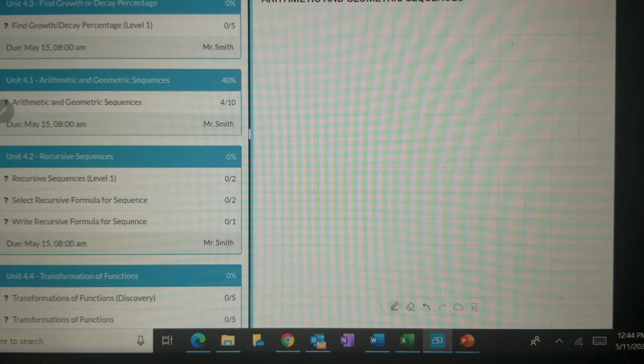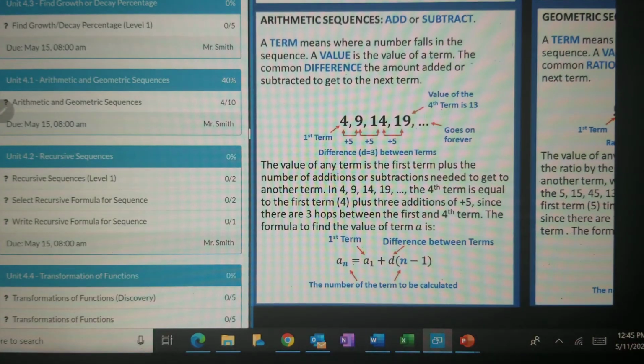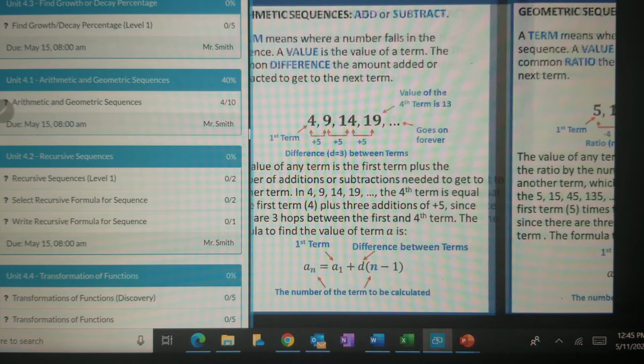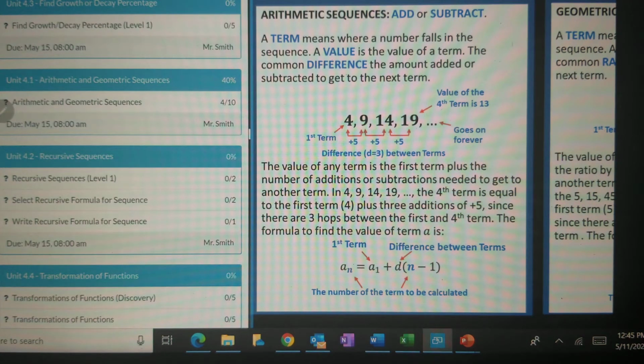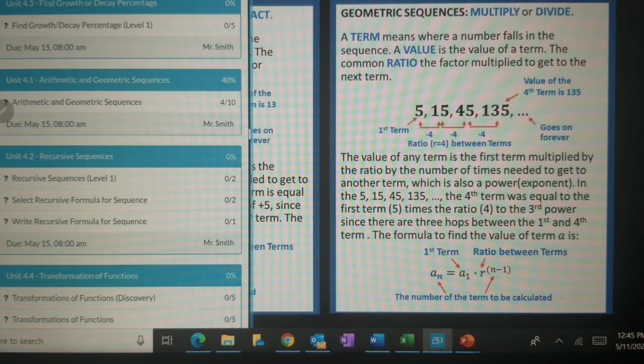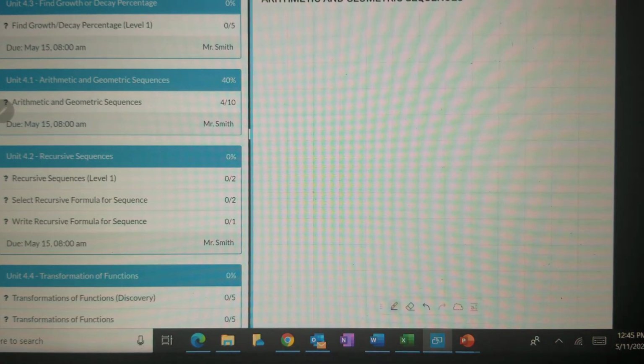Hi everyone, this is a tutorial on how to do this one right here, arithmetic and geometric sequences. So I want to point you first to our blog, which has an explanation of arithmetic sequences and an explanation of geometric sequences. And at the bottom they have these handy little formulas on how to calculate these, which I will be using. All right, so if you get a little lost in the explanation, you can always look at that.